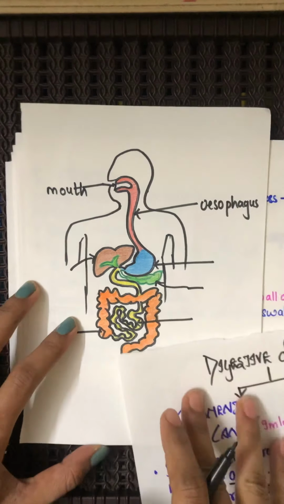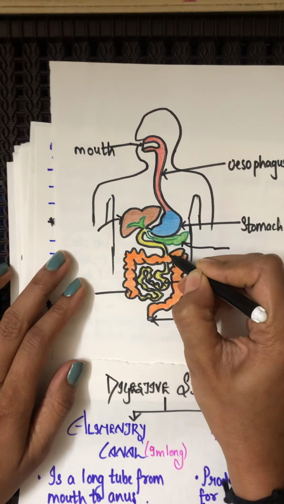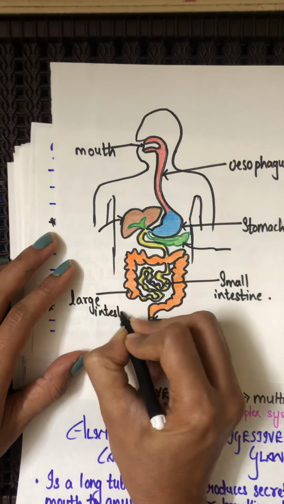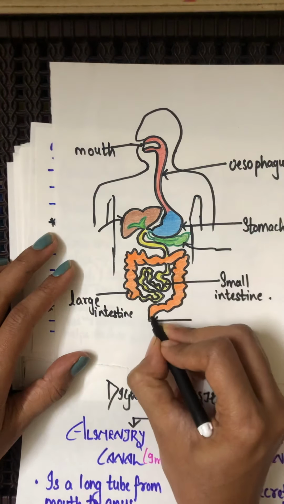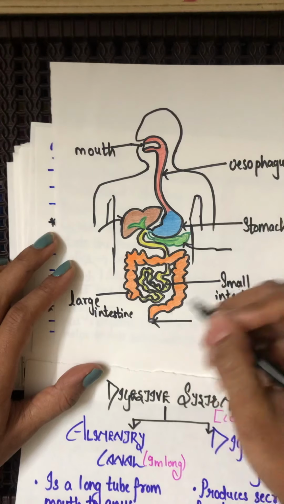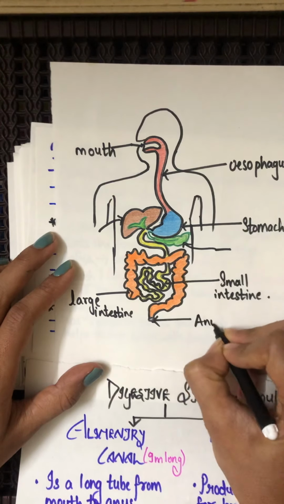Then the stomach leads to the structure colored yellow, which is nothing but the small intestine. Moving on, the small intestine leads to the structure colored orange, which is nothing but the large intestine. And the large intestine leads to the last organ, from where the undigested food gets out of the body, and that is nothing but the anus.